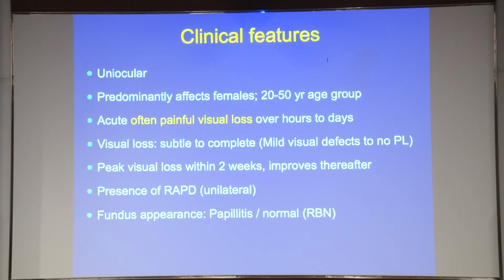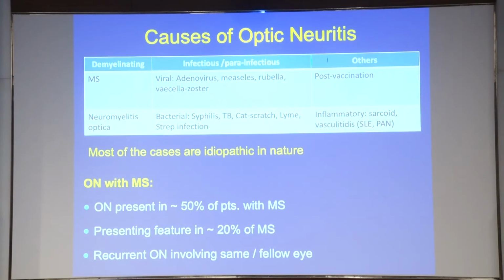In unilateral cases, which is the typical presentation, there would of course be a relative afferent pupillary defect. You do not see no RAPD in a unilateral subnormal vision presentation. Do not think of optic neuritis. And as I said, the fundus could be anything from normal to papillitis.